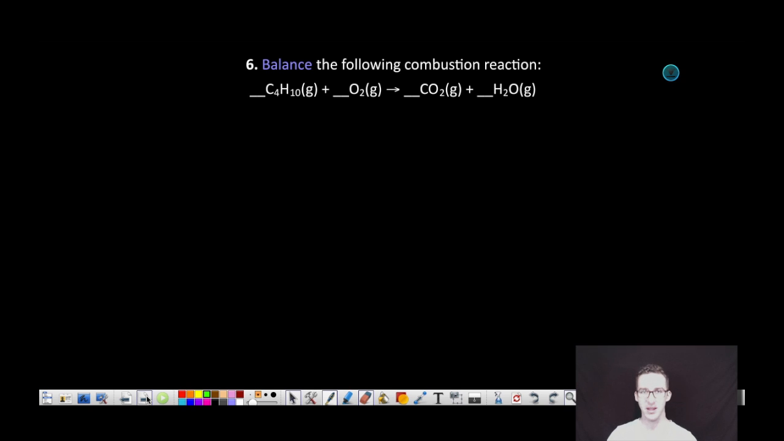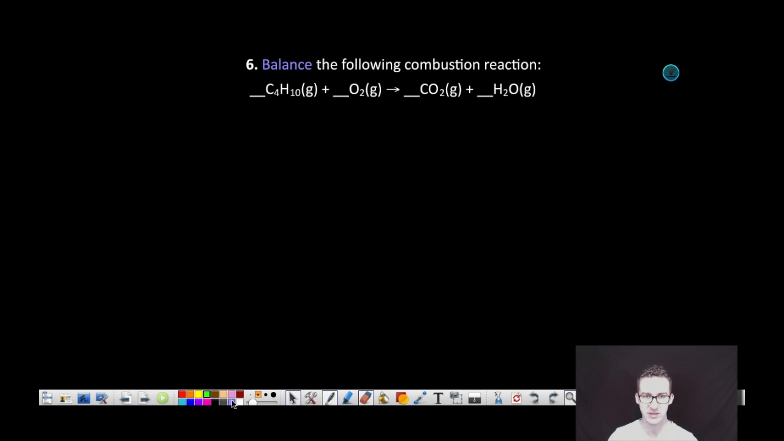We're going to do one more balancing problem here, except it's going to be a combustion reaction. This one we're going to show you a little trick that will hopefully help you balance combustion reaction problems. Same thing here as in the last problem.